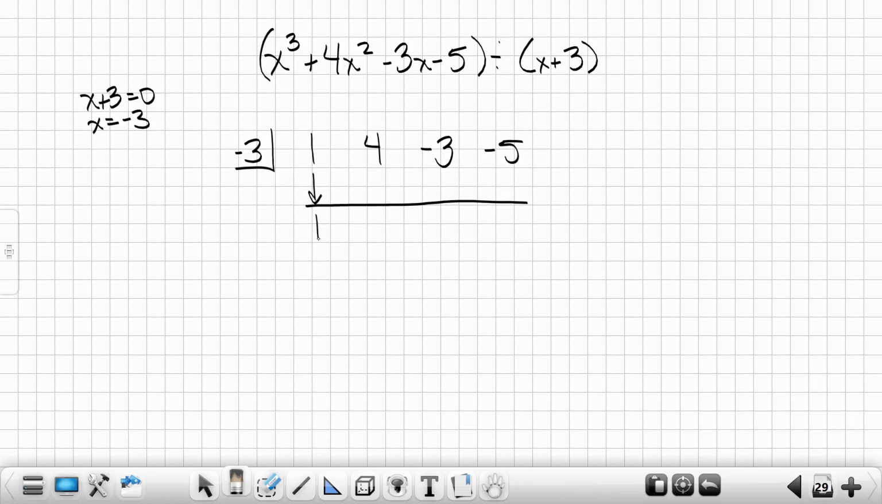Now, this algorithm doesn't change. Don't lose the algorithm. Multiply, add, multiply, add, multiply, add. Negative 3 times 1 is negative 3. 4 minus 3 is 1. Negative 3 times 1 is negative 3. Negative 3 plus negative 3 is negative 6. Negative 3 times negative 6 is 18. 18 and negative 5 are 13.